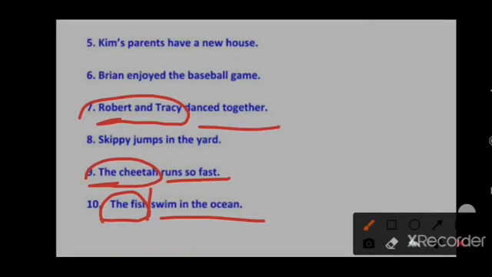A sentence has two parts. Listen, a sentence has two parts, subject and predicate. Whom are we talking about in the sentence? This is the subject. What is the subject doing? That is the predicate. I hope you have understood. Next, we will see syllables.